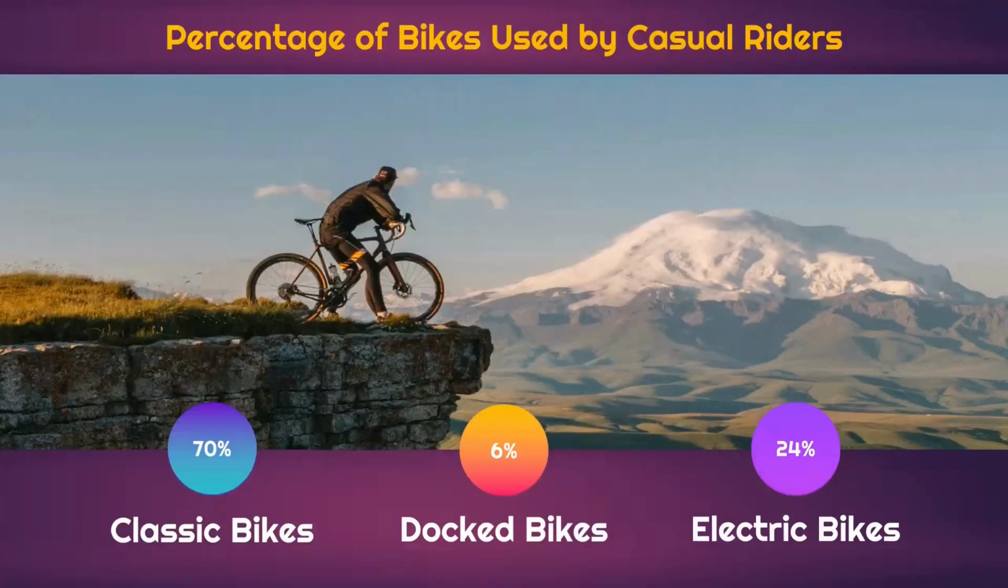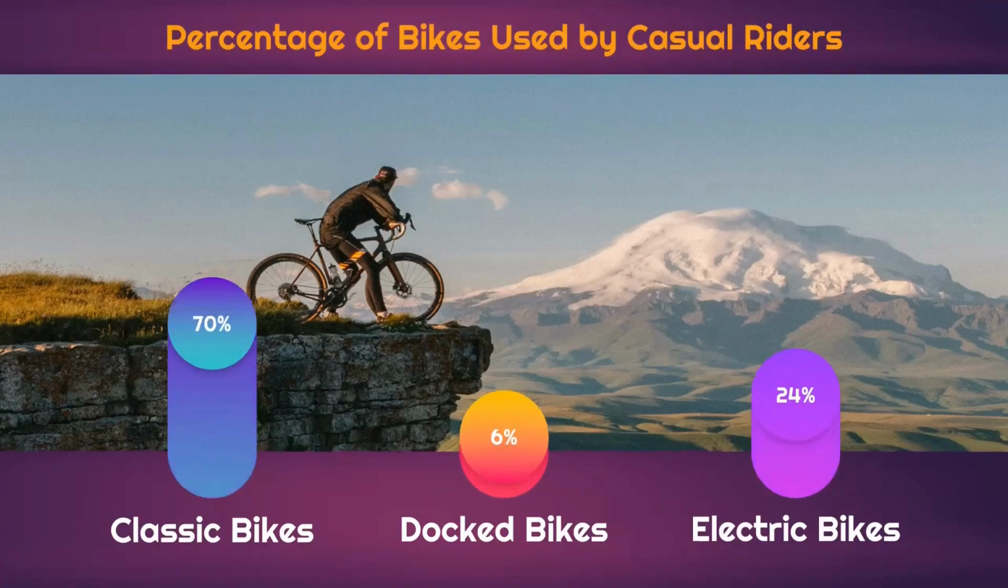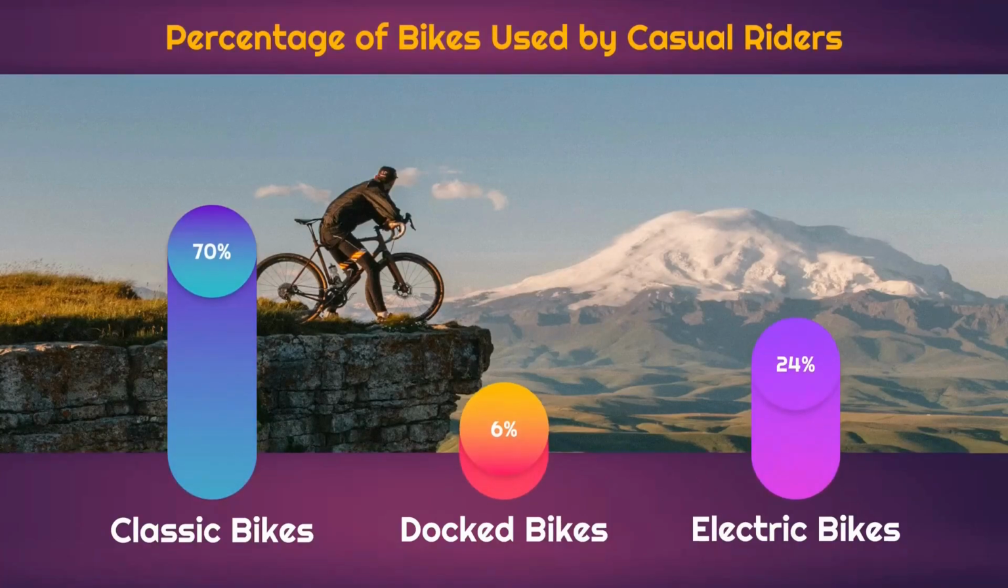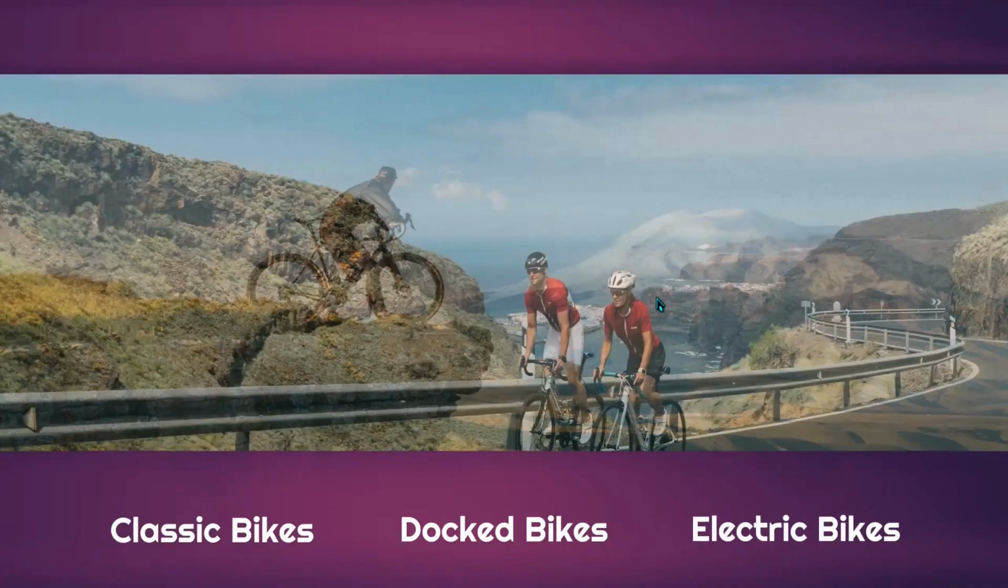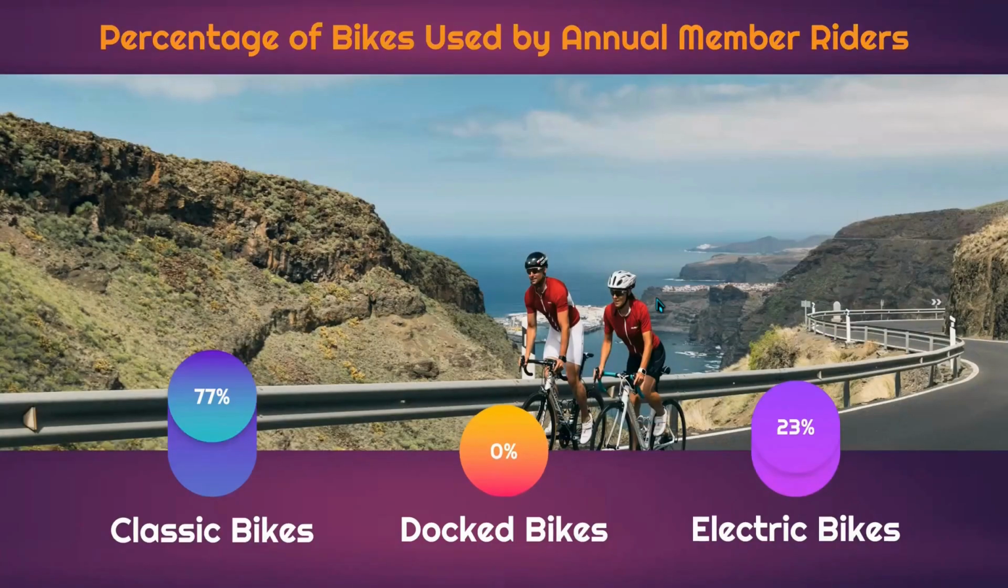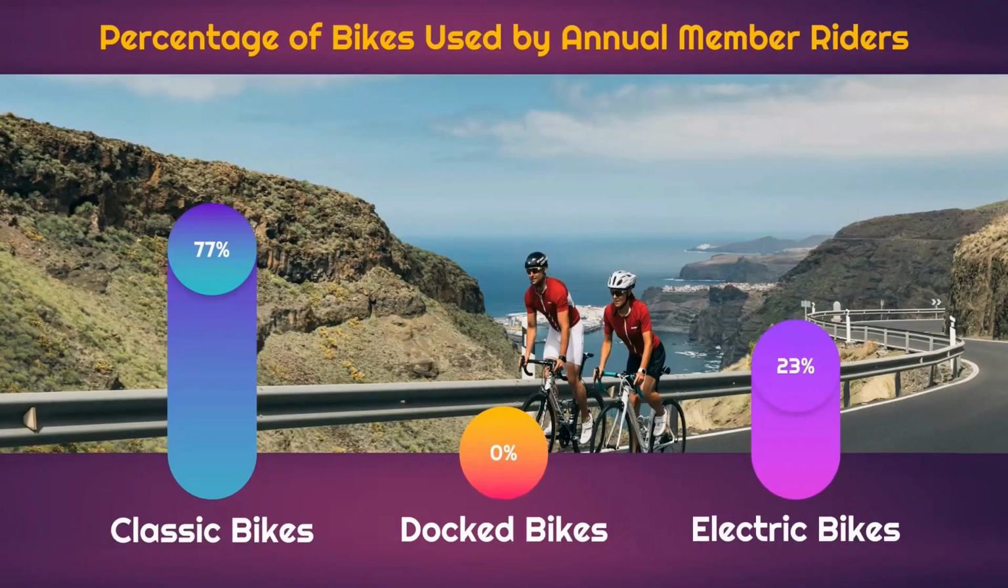Further, if we want to know what is the percentage of bikes used by casual riders, it is noted that casual riders tend to use classic bikes 70% of the time, dock bikes 6% of the time, and electric bikes 24% of the time. And when we compare the same numbers with annual members, it is noted that they use classic bikes 77% of the time, dock bikes 0%, that means they don't prefer dock bikes, and electric bikes 23% of the time.